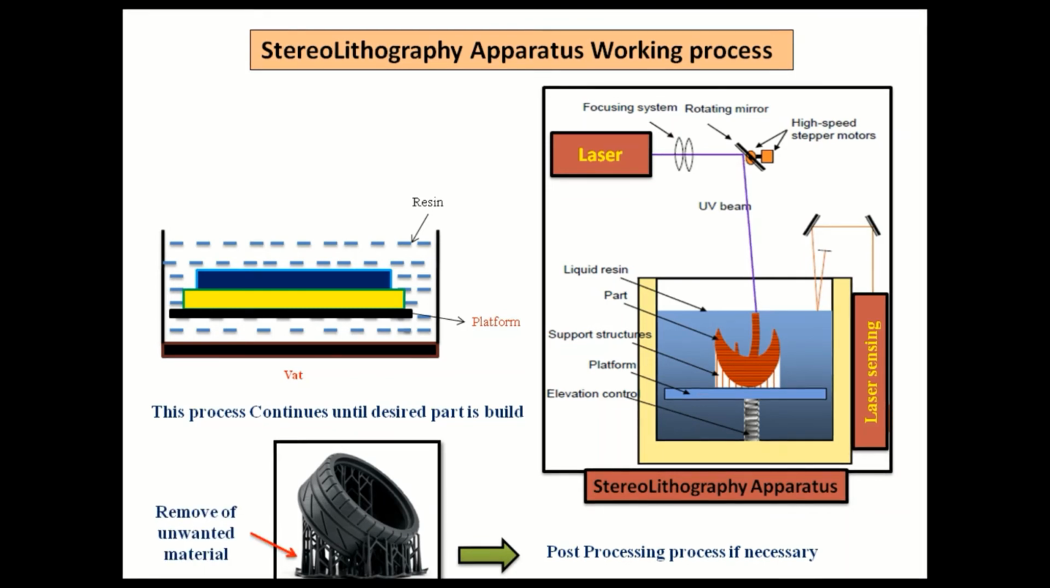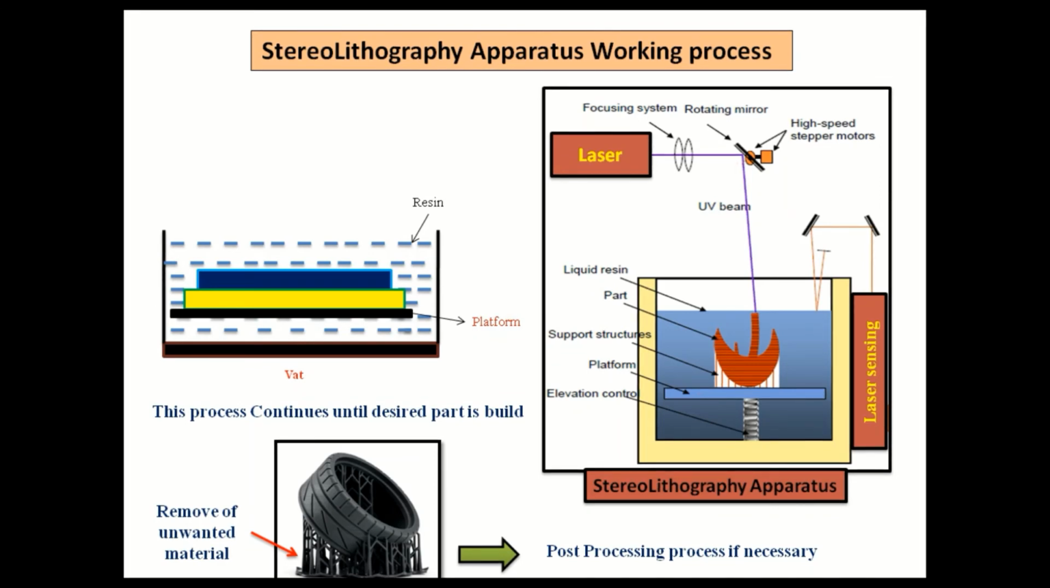These unwanted materials can be removed using some other process, and after removing these unwanted materials, again we place the final product into the post-curing ultraviolet oven. Here, the ultraviolet oven restores the strength of the final product, which we call the post-curing process.